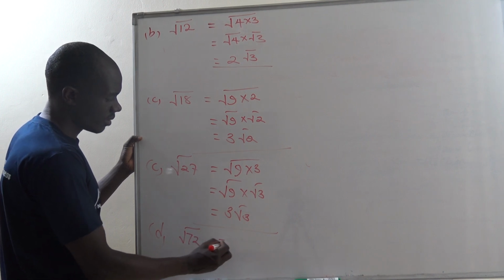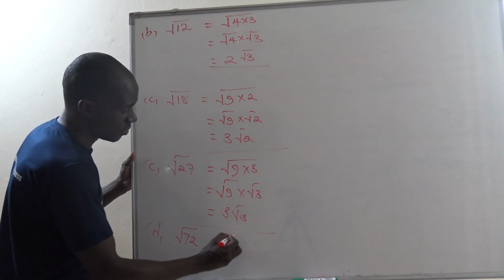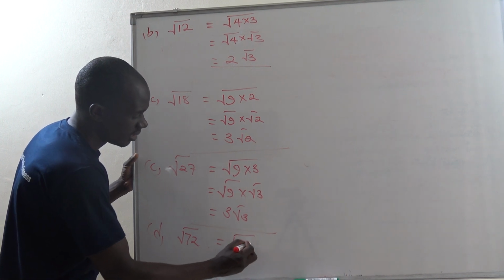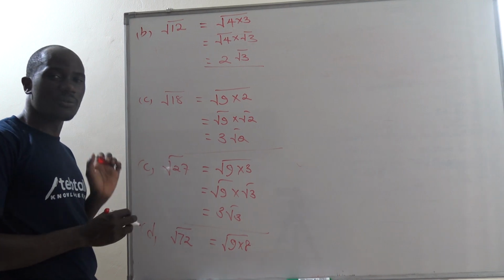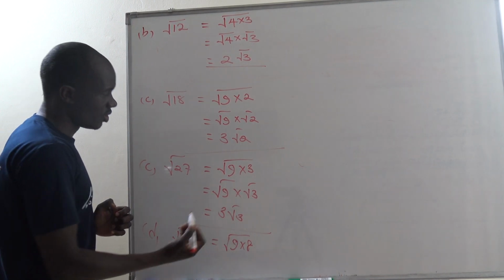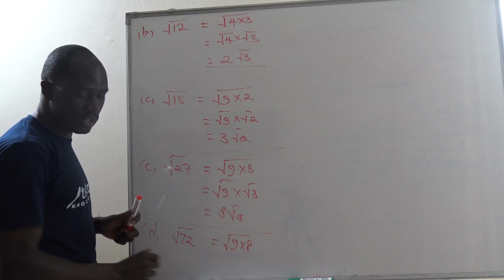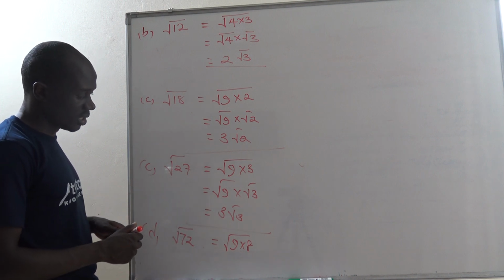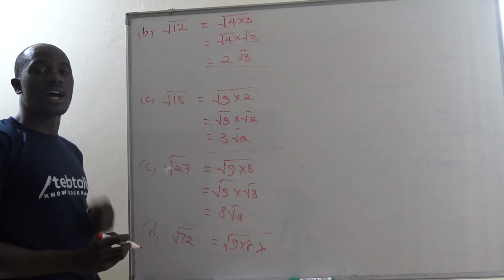72. How can we deal with root 72? So this is the same as root of 9 times 8. But that one will not work for you. Why? 8 is also bigger like in the first one. So what you do, don't use that one. You need to use the one which is simple. For this one will not work because it will push you to another level.